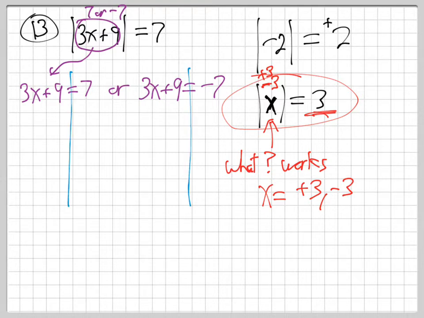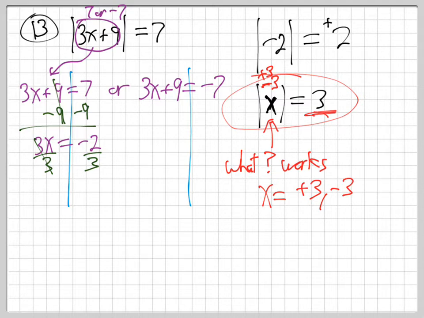So let's take action. X is yelling out what he's always yelling out: I want to be alone over here. So what do we do to get X alone? Minus 9 from both sides. Cancels out there. 3x is minus 2. Last step is usually divide by whatever's next to x, because it's multiplied. So there's one answer. X can be minus 2/3.